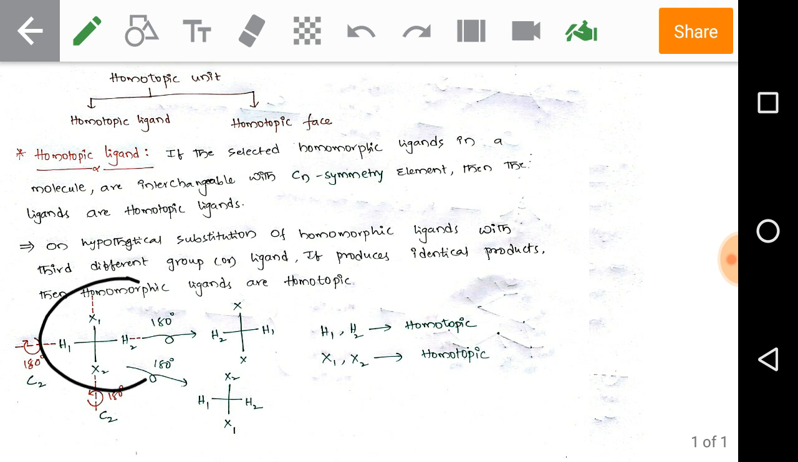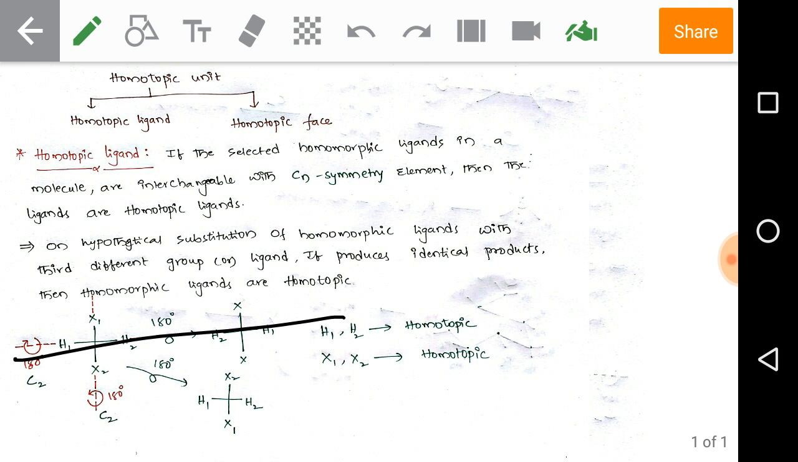Okay, right, consider this example here. On the vertical line we have X and X. To physically differentiate, we have labeled them as X1 and X2, and on the horizontal line we have H1 and H2. Okay, right. So here there is the possibility of two C2s. Two principal axes are possible on the given molecule.